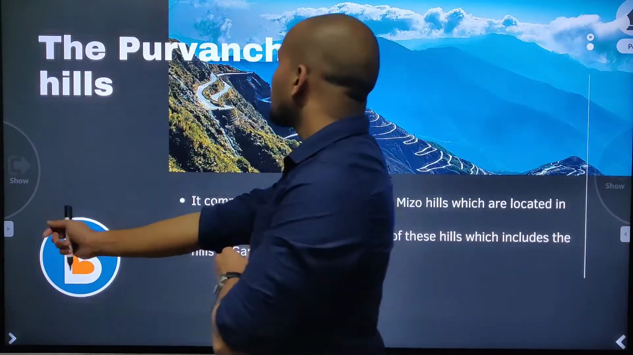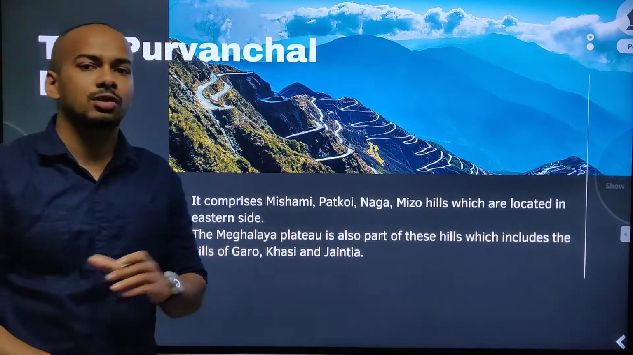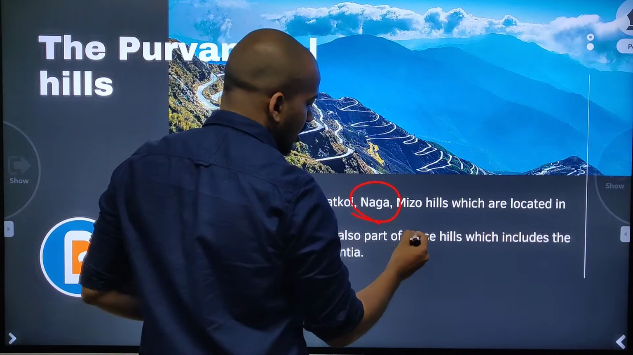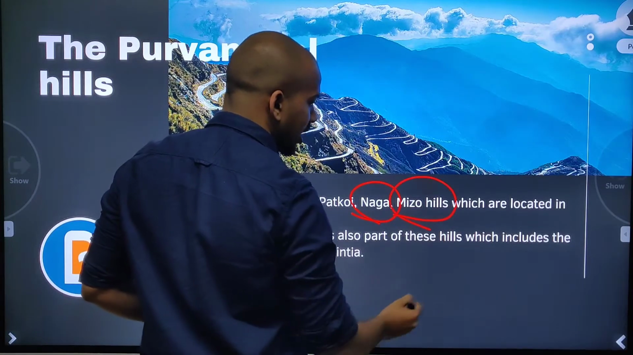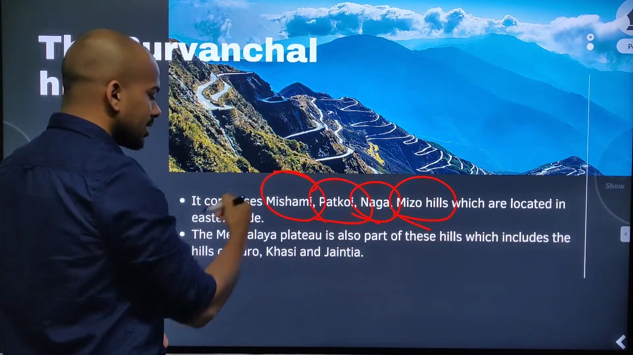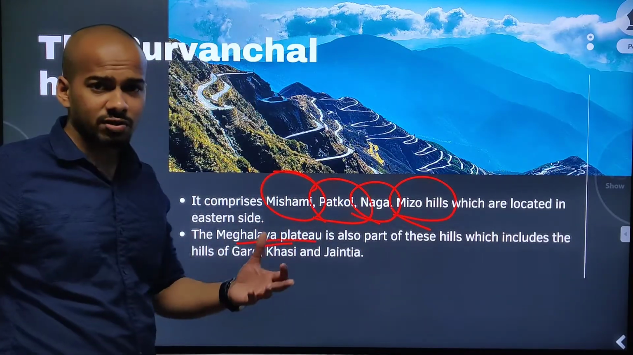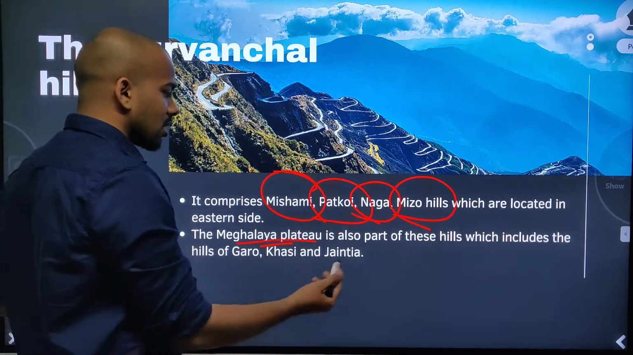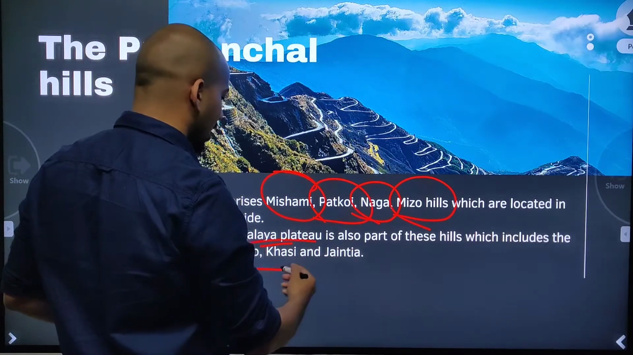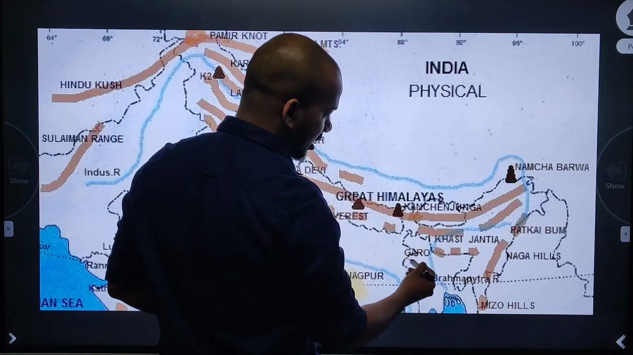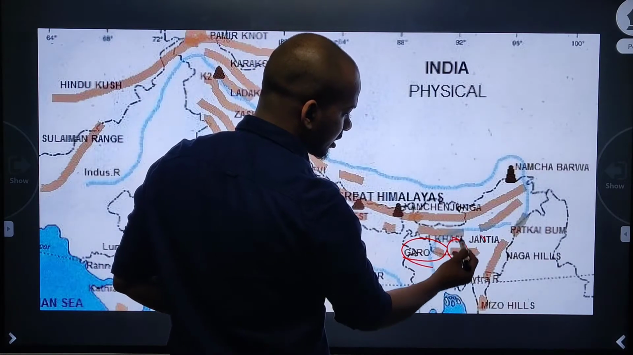And the next one is the Purvanchal Hills. The Purvanchal Hills is actually the Northeastern Hills. That is, it is going to consist of Naga Hills, Mizo Hills, Patkai, Mishmi, and also the Meghalaya Plateau, which is actually said to be an extension of the Peninsular Plateau. It is also part of the Purvanchal Hills, Garo, Khasi and Jaintia. So here you can see Meghalaya state, Garo is coming here, Khasi, Jaintia.